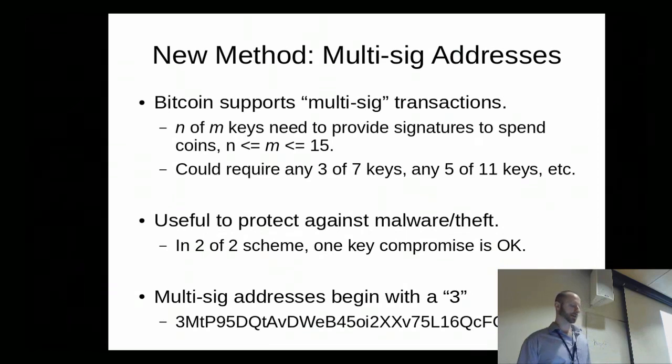So this can be kind of useful if you want to protect, let's say, against malware or theft. You can say, all right, here's a 2 of 2 scheme. So let's say you have 1 key on your laptop and 1 key on your phone. Let's say your phone, you lose it or somebody steals it. So they recover the key from there. Well, in that case, whoever stole your phone can't spend your coins because they would need a signature from the key that's on your laptop. So it's a separation of keys in order to allow spending to occur.